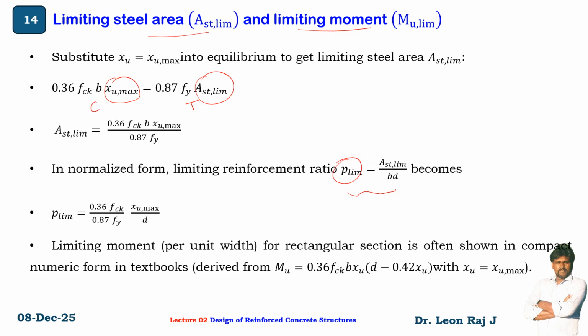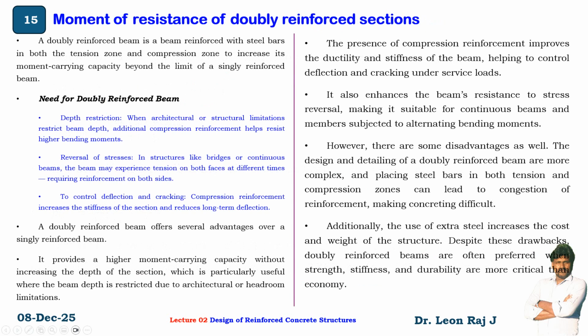So a limiting moment for rectangular section is often shown in compact numeric form in the textbooks as 0.36 fck b into Xu into (d minus 0.42 Xu), with Xu equal to Xu max.